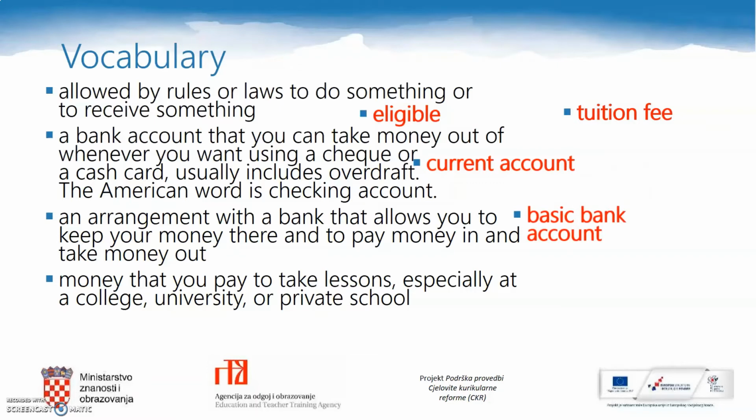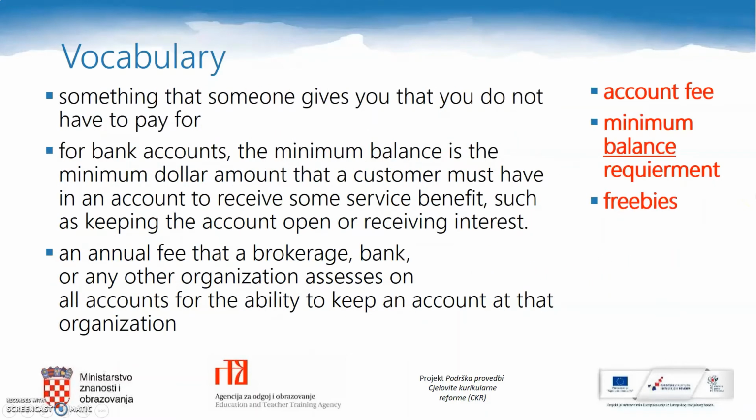And the money you pay for lessons or private school or university is called a tuition fee. And the last set of words: account fee, minimum balance requirement, and freebies. So something that someone gives you that you do not have to pay for, these are called, of course, freebies. And we have an account fee and minimum balance requirement left.